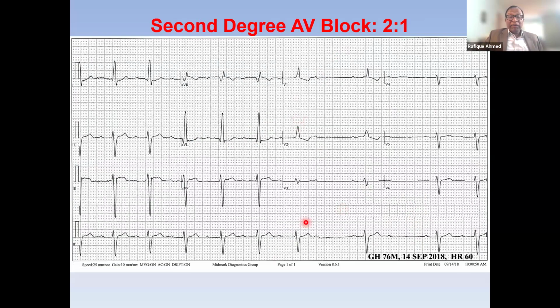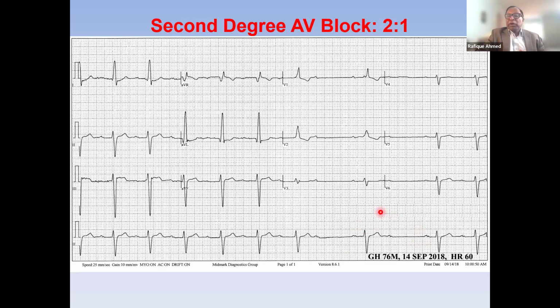And then here you can see that there is PR prolongation. The first conducted beat is short. So basically, this is Wenckebach type, which goes into 2 to 1, and so the block is supra-His. If this kind of patient comes and is markedly bradycardic, if I give atropine, it will improve.